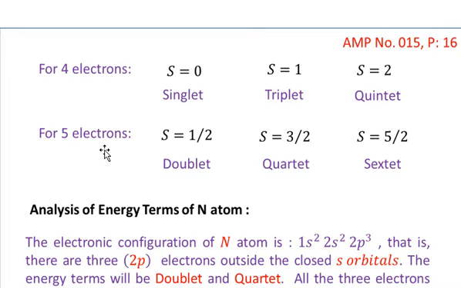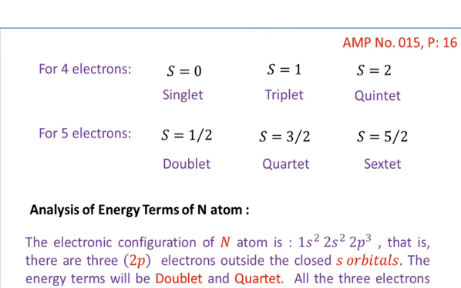For 5 electrons, there are 3 possible values of capital S. That is, 3 possible values of the spin quantum number. Capital S is equal to half, capital S is equal to 3 by 2, capital S is equal to 5 by 2. So when capital S is equal to half, you have a multiplicity equal to 2. The system is called doublet. When capital S is equal to 3 by 2, the system has a multiplicity equal to 4. The system is called quartet. When capital S is equal to 5 by 2, the system has a multiplicity equal to 6. The system is called sextet.